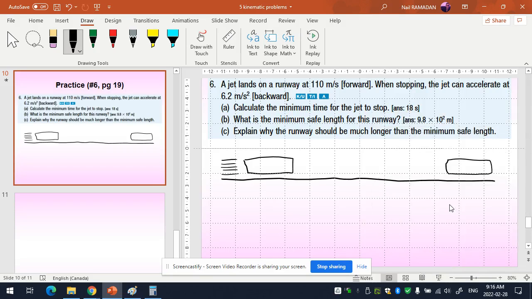All right. What was the speed here? 110 meters per second. When something stops, what's the speed? Yeah. When something comes to a stop, no more motion. Zero final speed. So just zero.